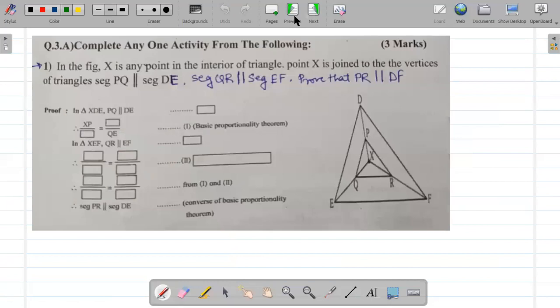Yeah. So for question 3a, the part that you see in blue was missing. So that was supposed to be added up.